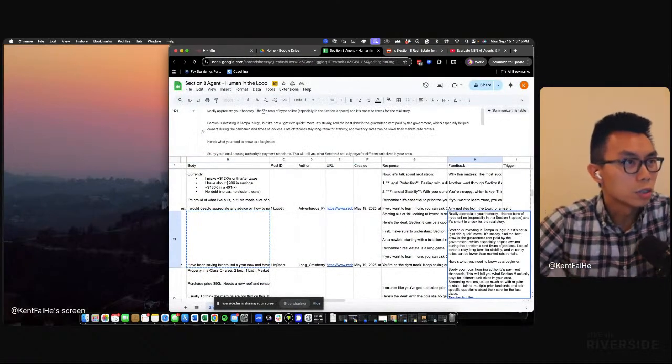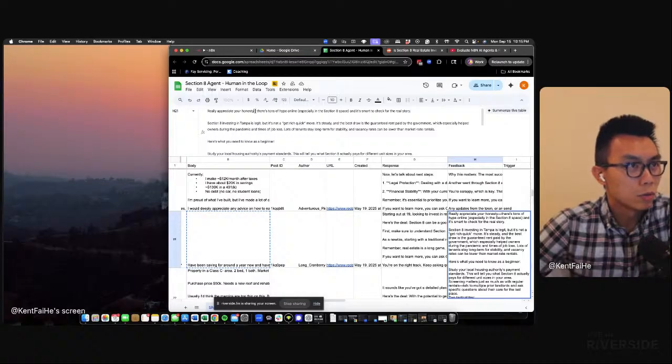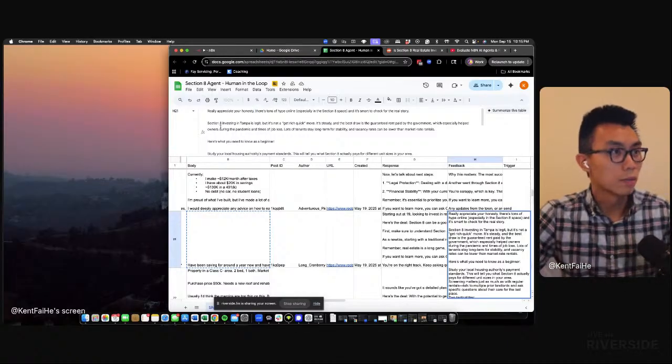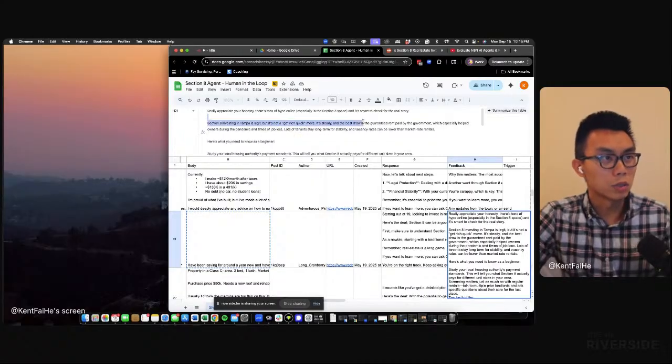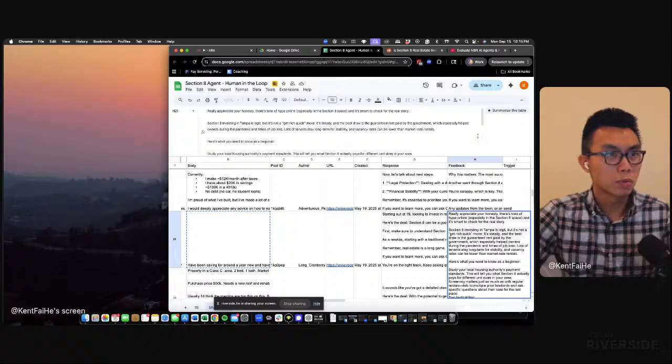Really appreciate honesty. There's tons of hype online, especially in Section 8. Be smart and check for the real story. Okay, Section 8 investing is not a get rich quick. It's steady, and the best draw is a guaranteed rent payment from the government, which especially helps in recessions and job loss. Lots of tenants stay long term for stability, and rents can be lower than market rates.